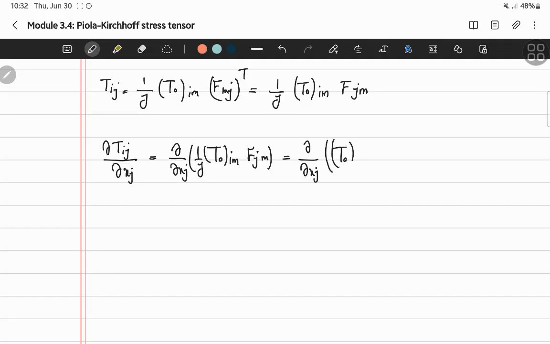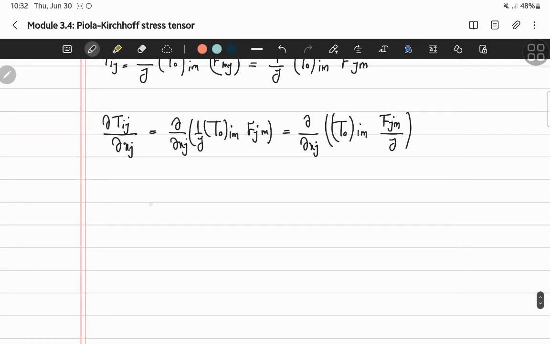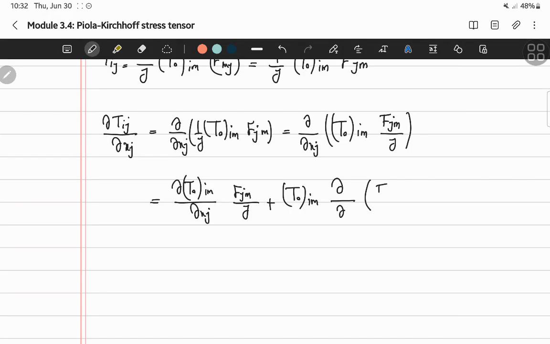So we have T0 Im, then we have fjm, then we have the Jacobian here. So this is one term, this is another term. So we have the derivative of T0 Im with respect to xj, fjm divided by the Jacobian, plus T0 Im, the partial derivative of the whole fjm divided by the Jacobian with respect to xj.